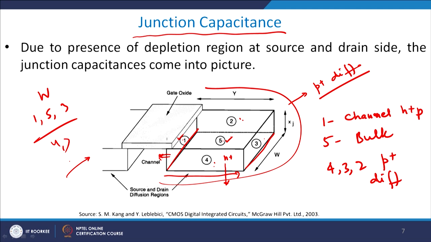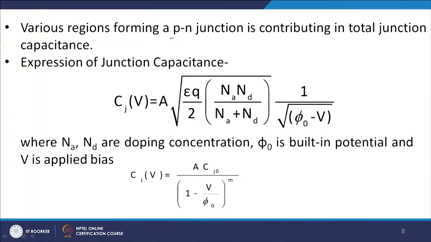So if you change the W by L ratio, the aspect ratio, this junction capacitance becomes a sensitive function of voltages, and this becomes a bit complicated as far as deriving these capacitances is concerned. Why are we doing it? At the end of the day, I want the total capacitance available in a device for finding out the delay and therefore the maximum frequency of operation. So there will be a large number of PN junctions which will contribute to the total junction capacitance available to us.